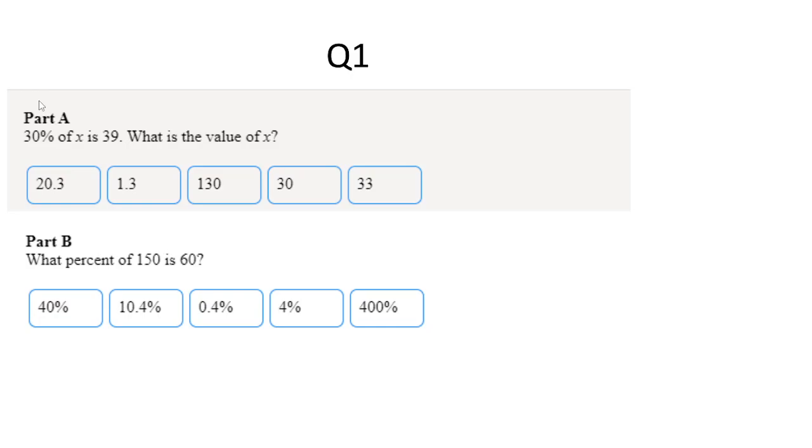Now we'll start solving questions, chapter 5.3, which is percent.